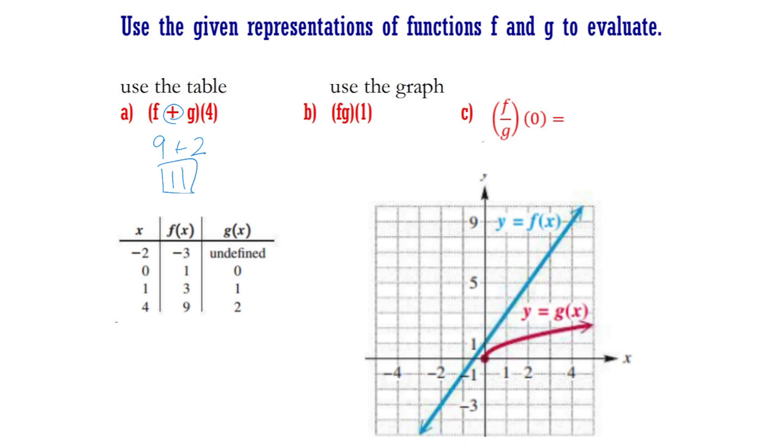If I go over 1, look at where my graph lands. It lands right here. So f of 1 is really 3, because that's your y value there. That's what you get back. So that'd be a 3.